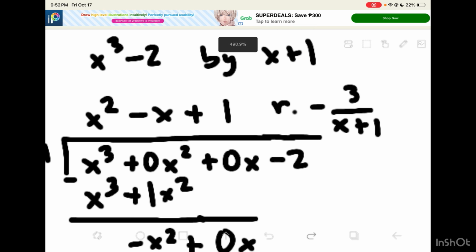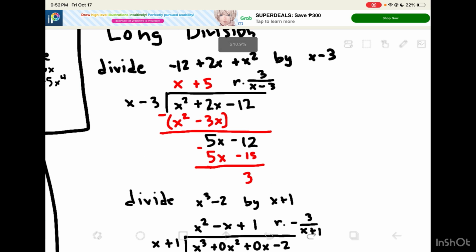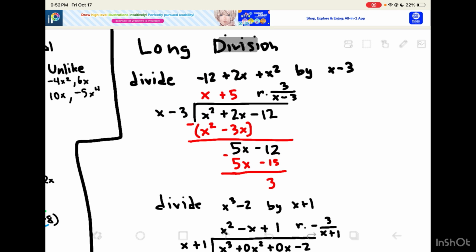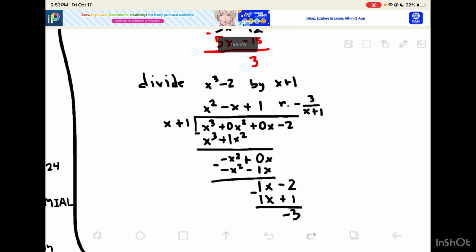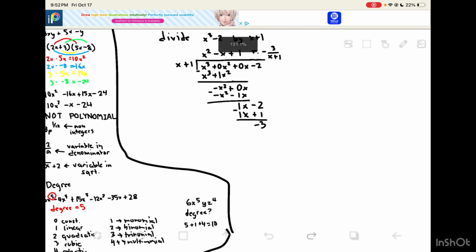You can actually remove the r and attach the term. So basically, if all terms are complete, you can skip straight to the divisor part. But if some terms are missing, in this case, we need to fill them up first. So it's that simple. That's long division.